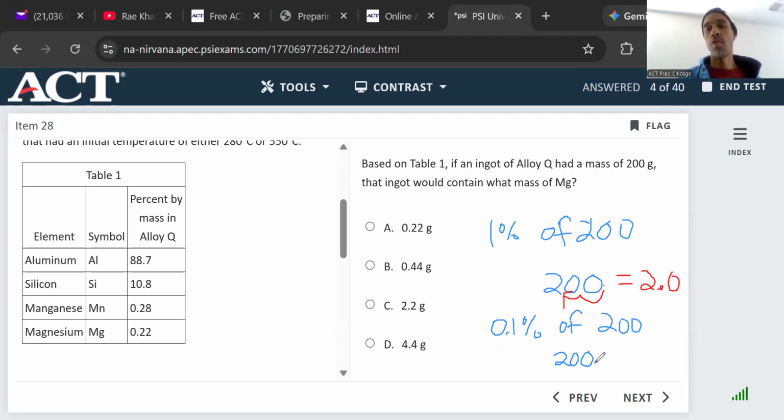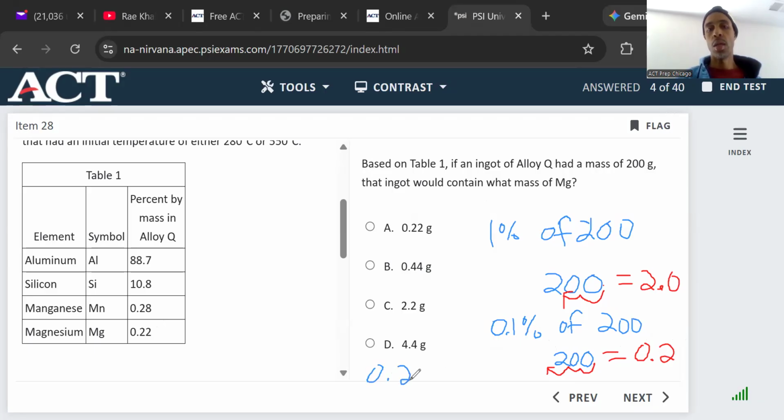So for 0.1%, we have to move it 3 places. It's not written, it's understood to be here. We go 1, 2, 3. And you can't use a calculator for the science portion of the exam, so you've got to do all this by hand. So 0.1% of 200 is going to be 0.2. Follow? 0.2 is 0.1%. We want 0.22%. So if we double 0.1%, that means what?